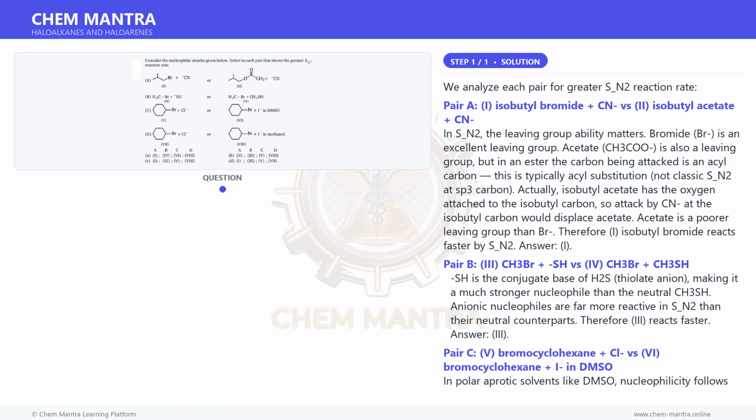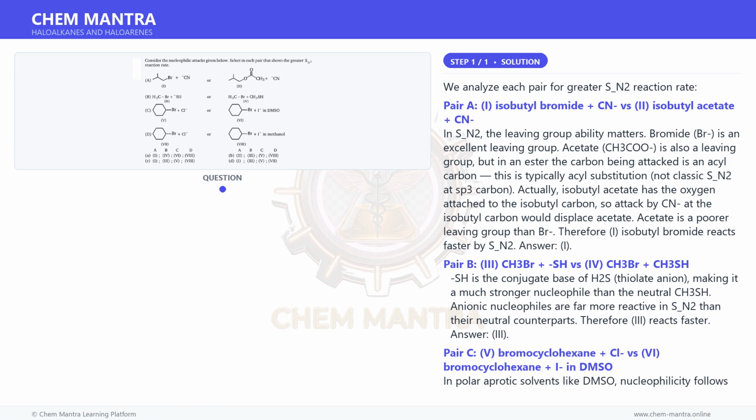Pair C, 5, bromocyclohexane plus Cl- versus 6, bromocyclohexane plus I- in DMSO. In polar aprotic solvents like DMSO, nucleophilicity follows polarizability order, I- > Cl-. In DMSO, iodide is not solvated and retains high nucleophilicity. However, cyclohexyl bromide is a secondary substrate where SN2 is sterically hindered. Both reactions are slow, but we compare relative rates. I- is a better nucleophile than Cl- in DMSO. Aprotic solvent enhances I- nucleophilicity.